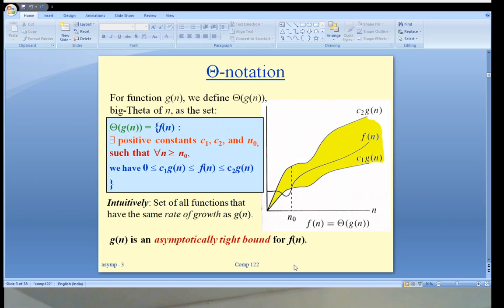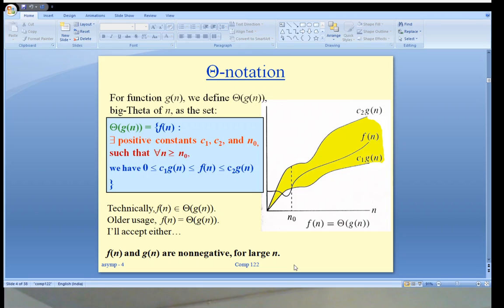So in this case we can say that for n greater than n0, g(n) bounds the function f(n) from both the upper side and the lower side, so it is an asymptotically tight bound. Here we can say that f(n) lies between c1 g(n) and c2 g(n) for n greater than n0. f(n) and g(n) are non-negative for large n. So this is called the theta notation. It bounds the function from both sides, right?